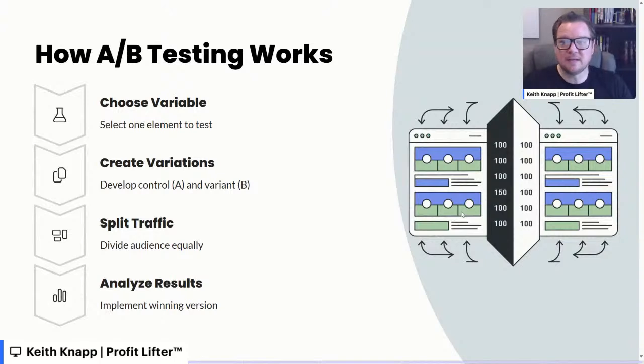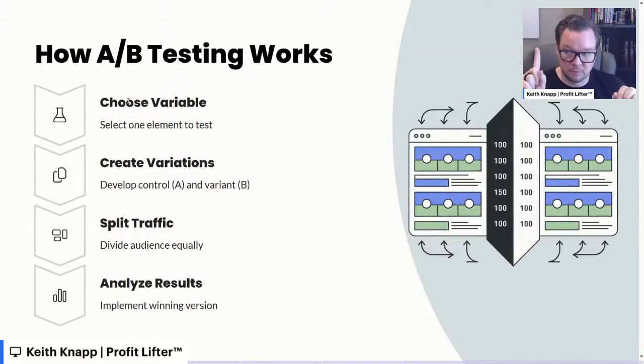So how does A/B split testing work? It's pretty simple. It's a pretty straightforward process. First, you're going to choose a variable, and we're going to call it an element. So we're going to choose one element to test. We'll dive into all the different elements to test here in a little bit, but you're going to choose one, and then you're going to create a variation. The one that you choose, in the current condition that it is in, is your control group. This is your A. Your variant is B.